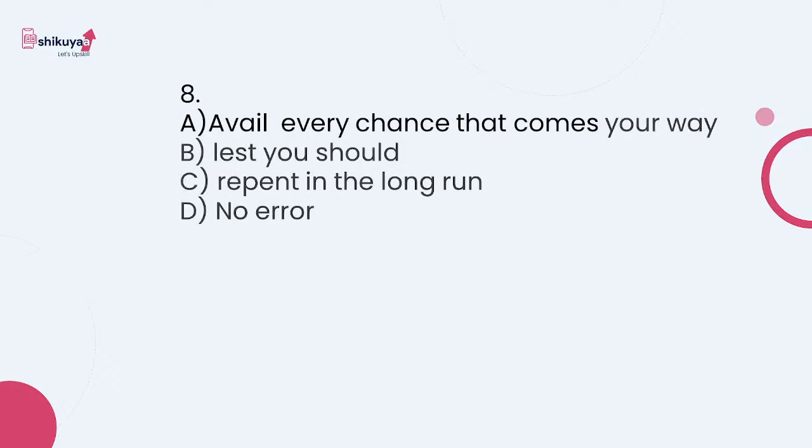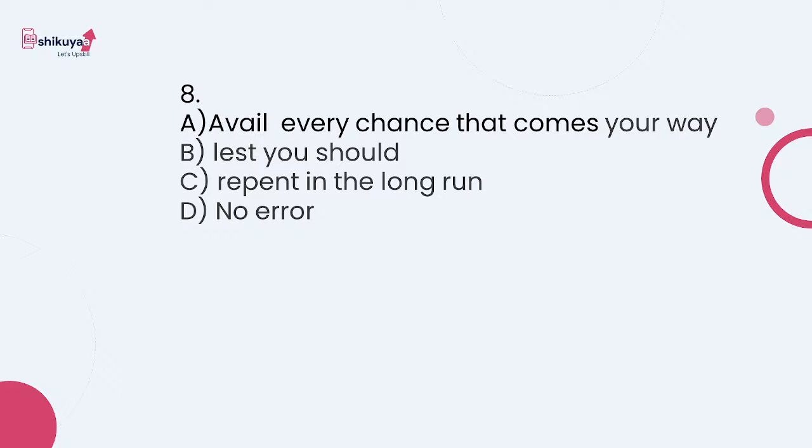Now the next sentence is, let me read the sentence first. Avail every chance that comes your way, lest you should repent in the long run. So this sentence has been divided into three parts. Avail every chance that comes your way, that is the A part. Then lest you should, that's the B part. Repent in the long run, that's the C part. So let's see where the grammatical error is.